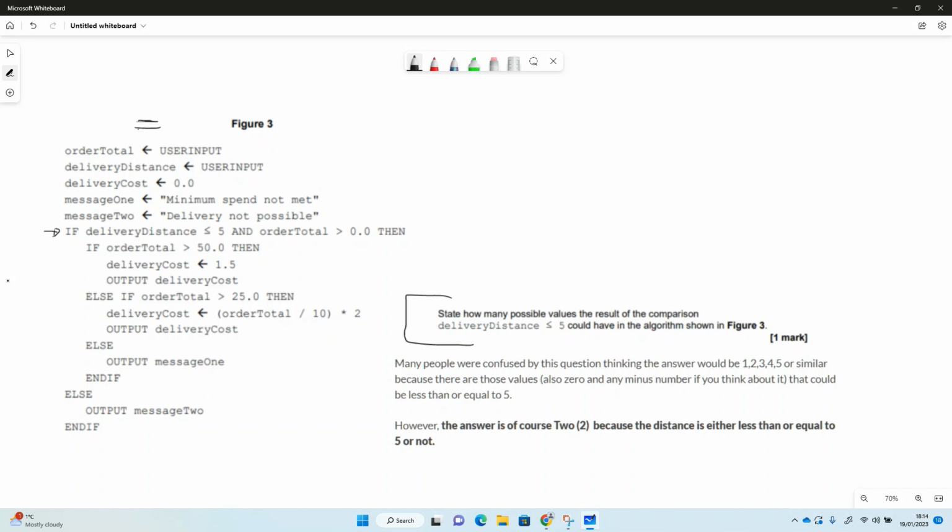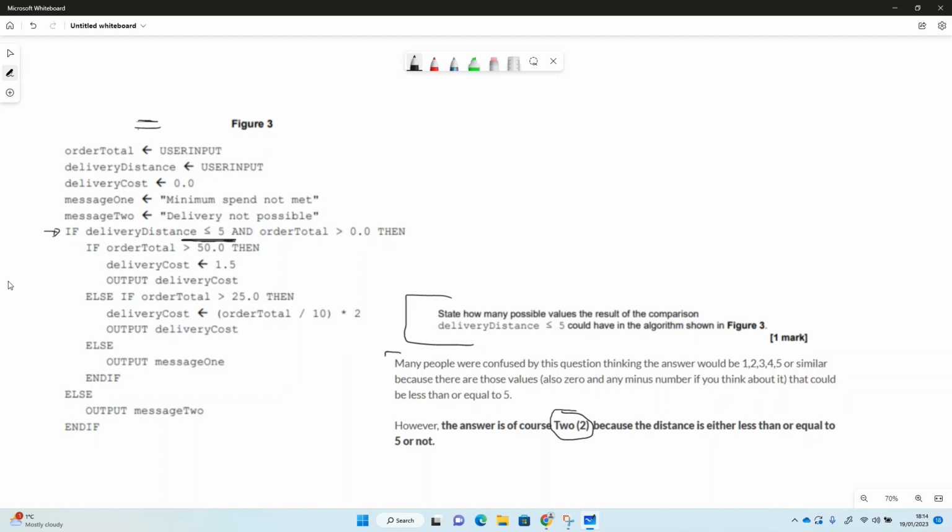So state how many possible values the result of the comparison delivery distance less than or equal to 5 could have. So just the delivery distance bit, just this bit, delivery distance less than 5. Well, it either is less than or equal to 5 or it's not. So again, our answer is 2. So the answer is 2 because it's either less than or equal to 5 or it's not. So they're just the 2.